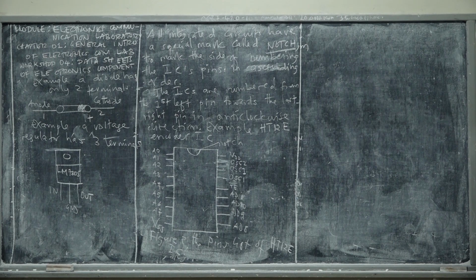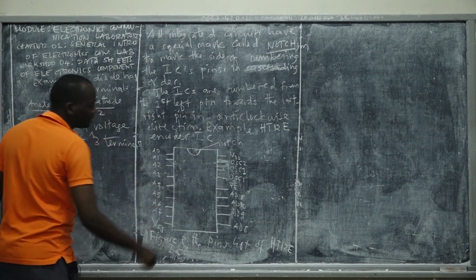So stop drawing now. Stop drawing. What is the name of that IC? Students, I asked you a question. What is the name of that IC? HT12 what? E what? Encoder. That's the name of that integrated circuit. Well, how many pins does it have? 18. So this is what we call a notch.